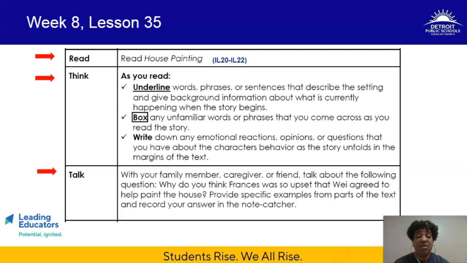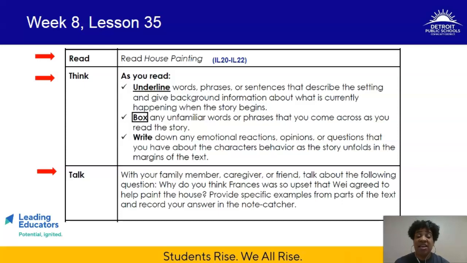So you are going to be reading pages IL20 to IL22 if you haven't done so already. If you have done so, but you didn't do your annotations, this is the time to pick up on those again. We are using the same guidelines as we did yesterday because we are still in the first read. You are going to talk about a different topic, however, with your family member, caregiver, or friend.